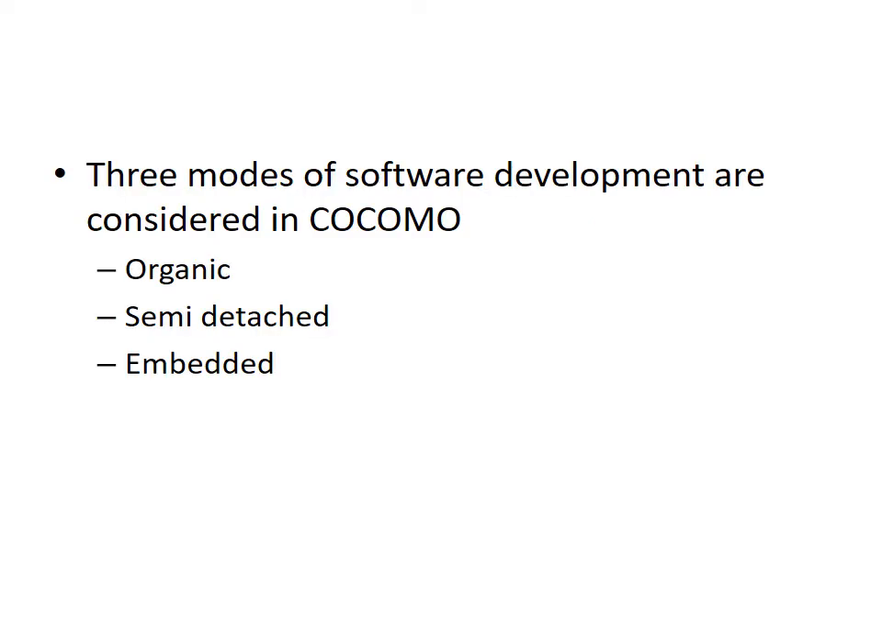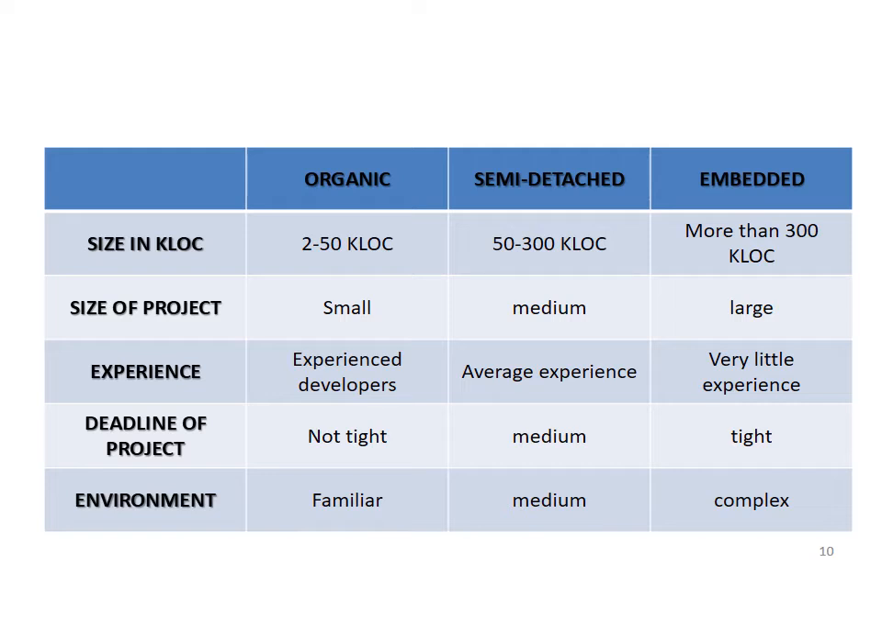And in COCOMO, 3 modes of software development are considered. The first mode is organic, the second one is semi-detached, and the third one is embedded. Now the characteristics of each mode. The first, organic. If a project is categorized as organic, then the size will be very small, in between 2 to 50 kilolines of code. The developers are highly experienced, the deadline is not tight, and the working environment is familiar. These are the features of an organic project.